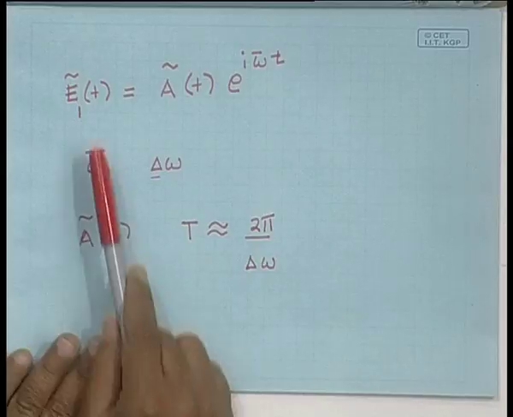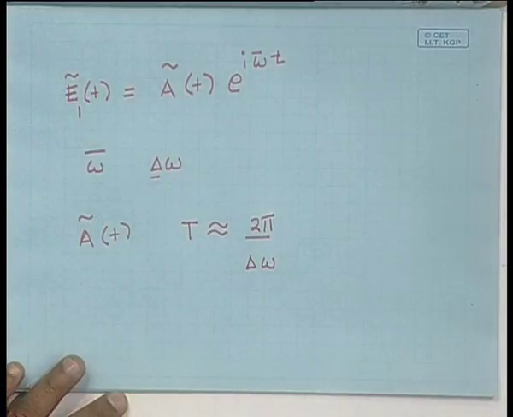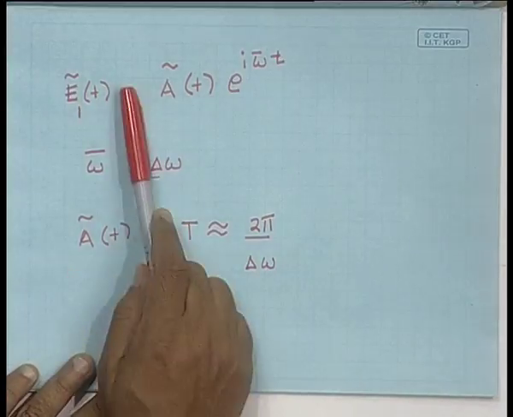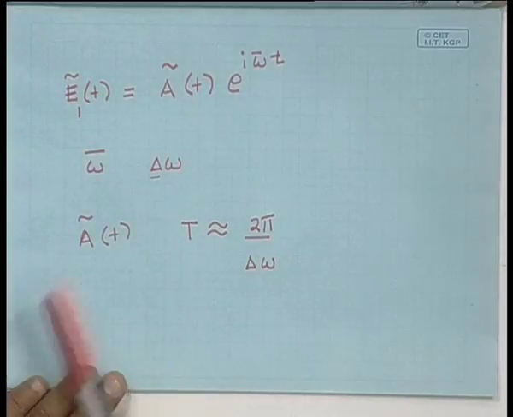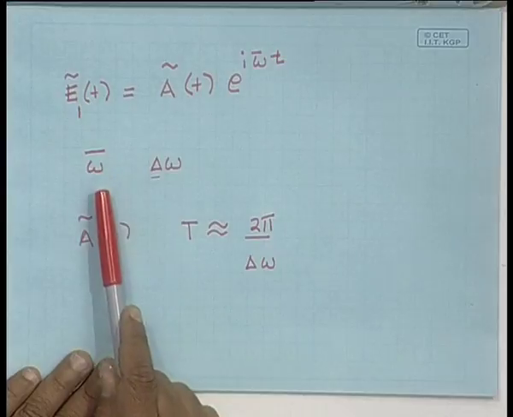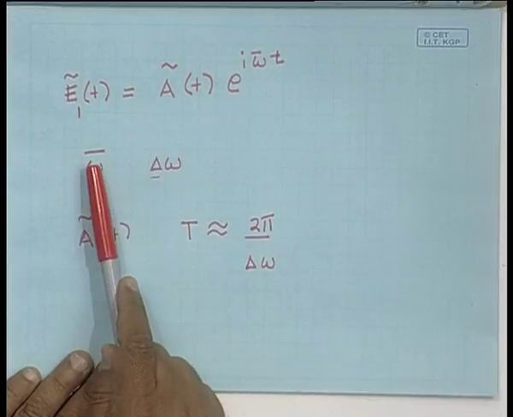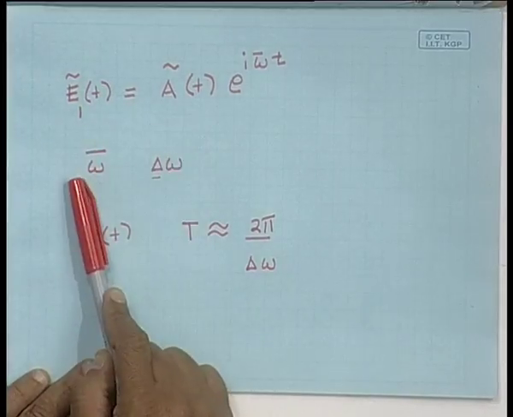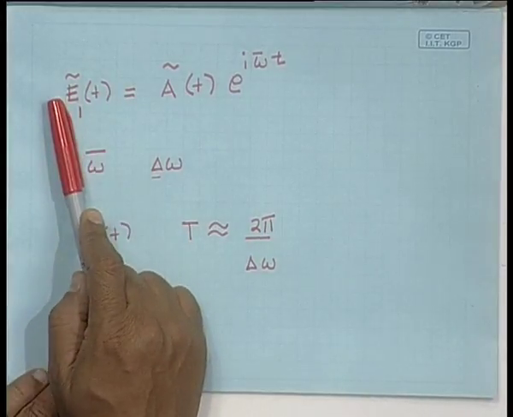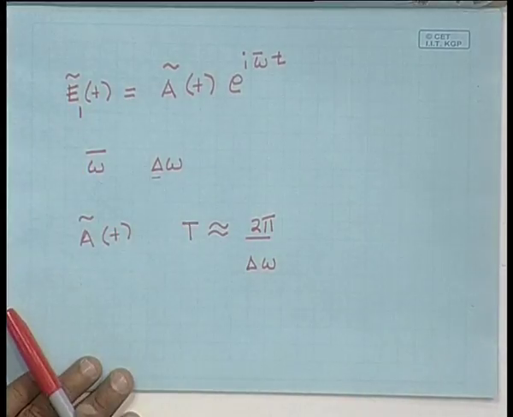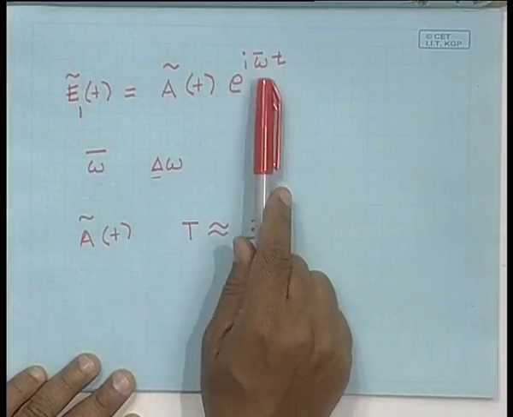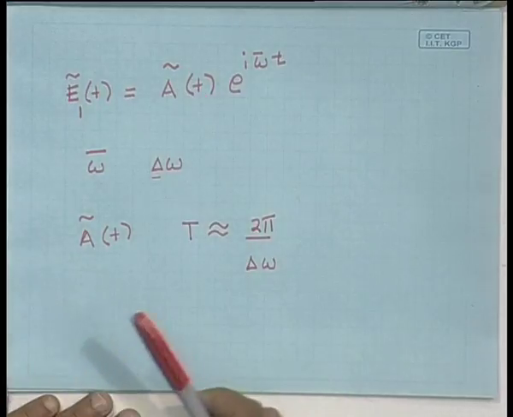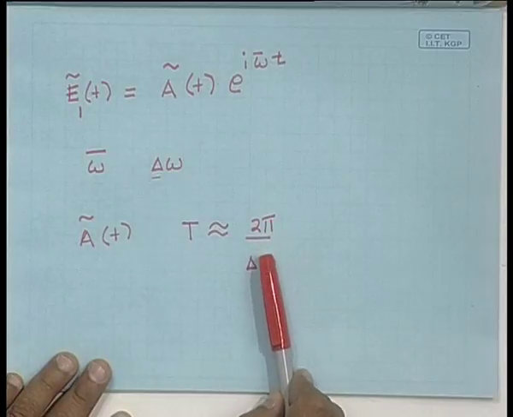So, if we have a wave E1 t, which is a superposition of many frequencies, all of which are spread out in a range delta omega centered around a mean value omega bar, then the resultant wave can be thought of as a fast oscillation at a frequency omega bar, with the amplitude of this oscillation changing slowly on a time scale t, which is 2 pi by delta omega.